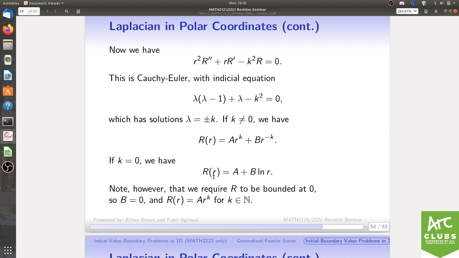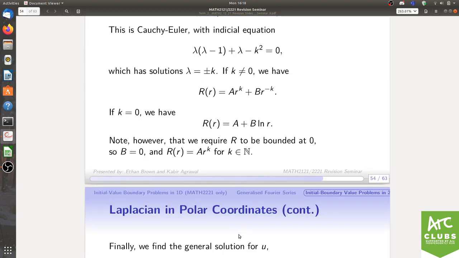So essentially, similarly over here, this b also has to be 0, because as r approaches 0, this will approach infinity, or negative infinity. It will approach infinity, because r is positive. So now we know that small r of r is equal to a r to the k, where k is a natural number, because we have k equals 0, 1, 2, 3, and so on to infinity.